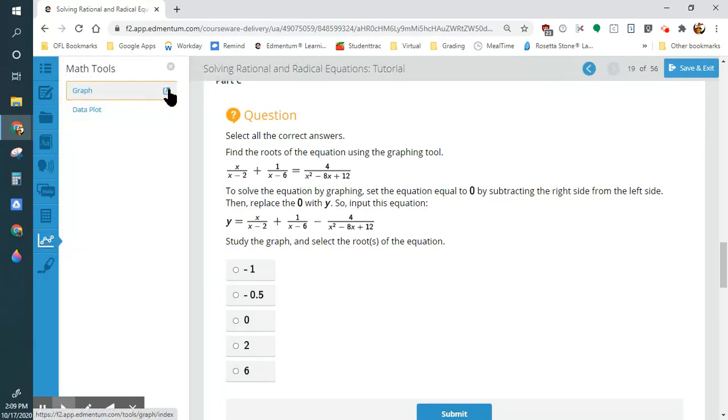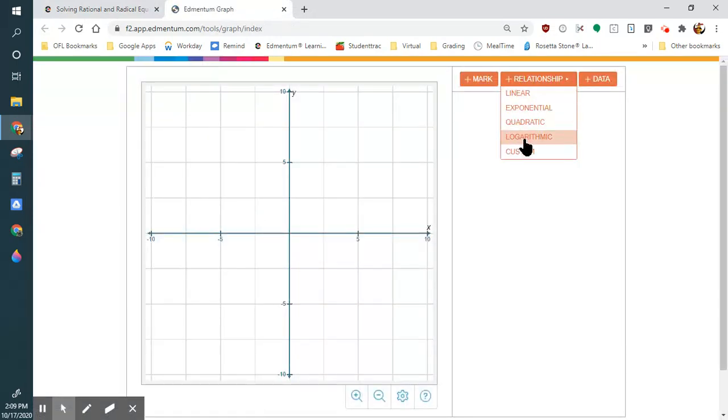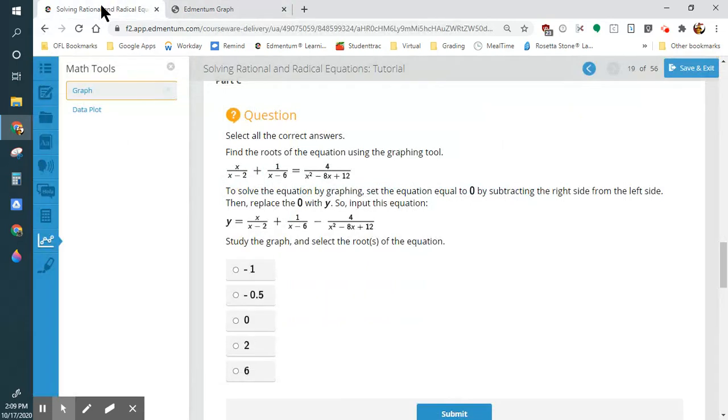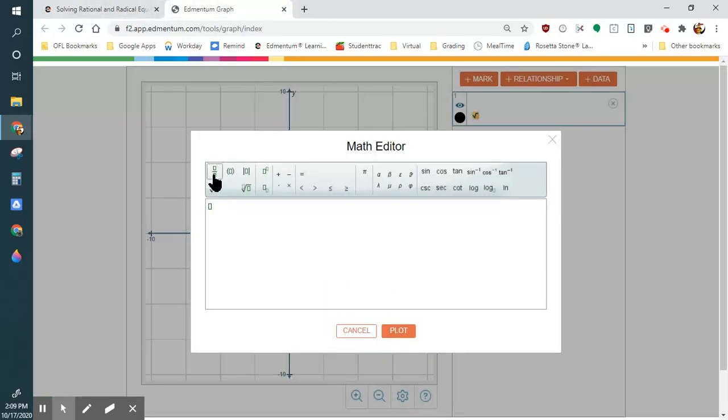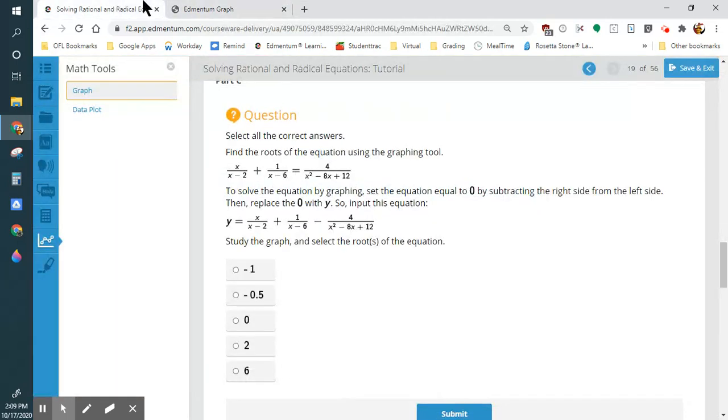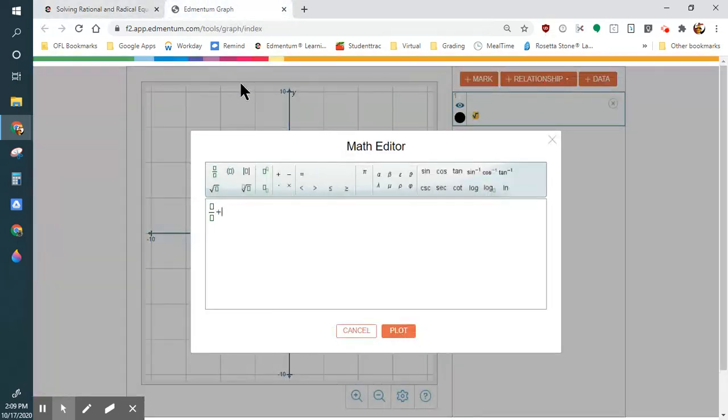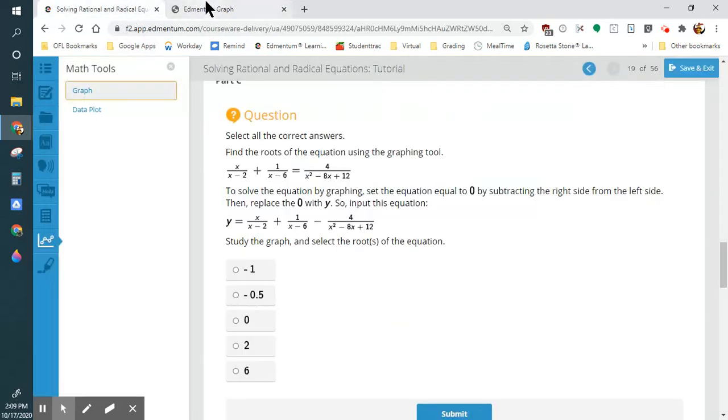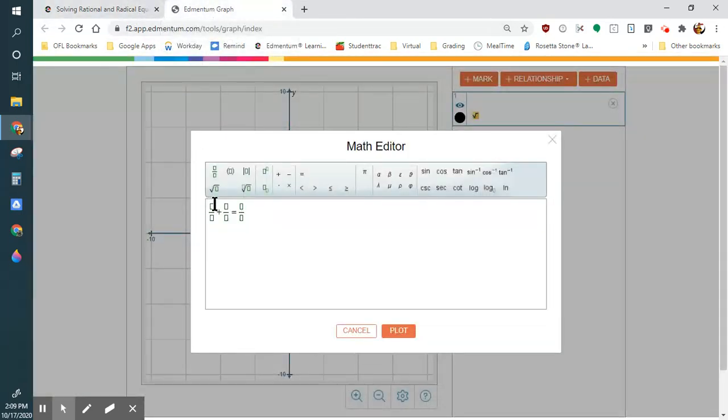All right, so I'm going to go here to graph, and I'm going to do a custom relationship to graph this out. So I have a couple of fractions here. I have a fraction plus another fraction, and that's going to be equal to a different fraction. All right, so let's get this going.